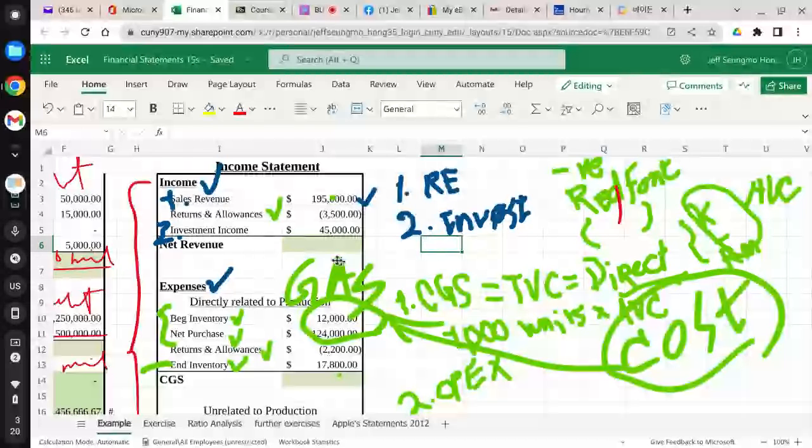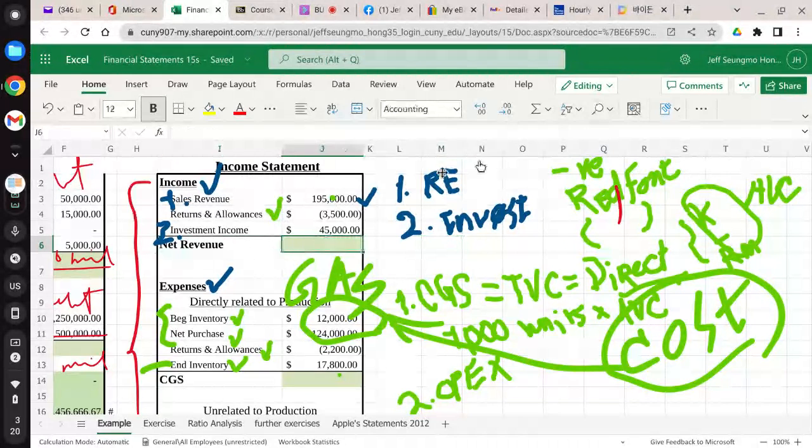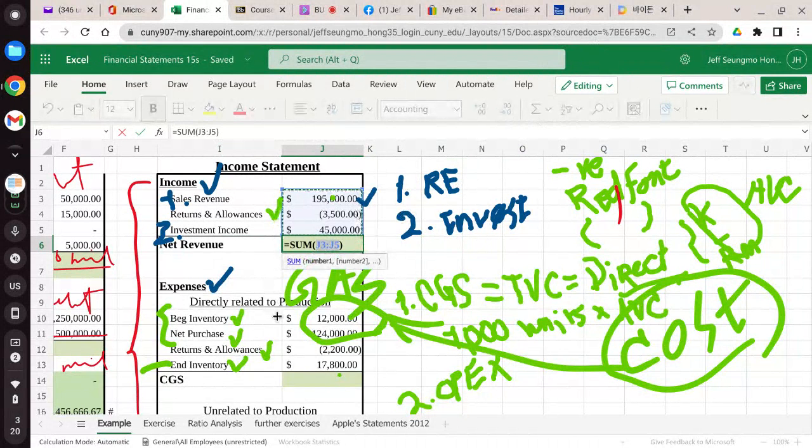Okay, so all we need to do is find the net revenue. All we need to do is just sum everything, and we can use the auto sum command. The icon is already there. If we click that, it's going to sum everything above it, right? And since the returns and allowances are already negative, they're going to be subtracted automatically when you add them up. So we hit enter, and we get there, right?